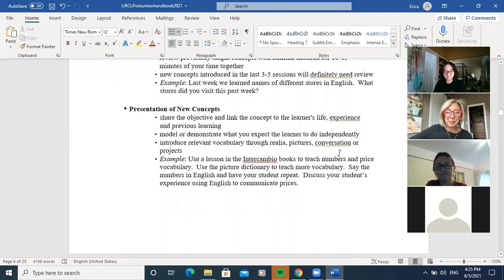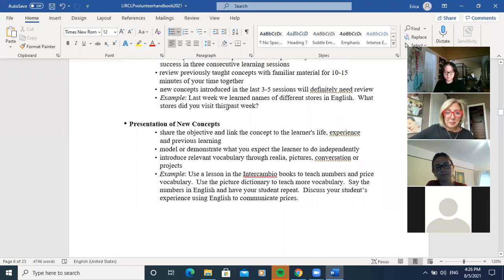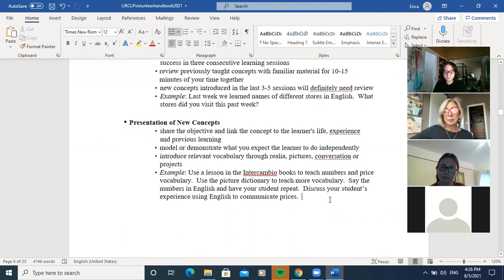Okay, what is my example here? Okay, so these are all pretending you have the same beginner student. And so for their new concept, you're saying the numbers, your student's repeating them, discussing the student's experience, and talking about prices. You could do flashcards, you could do videos. So try to demonstrate it and present the new language in a few different ways.